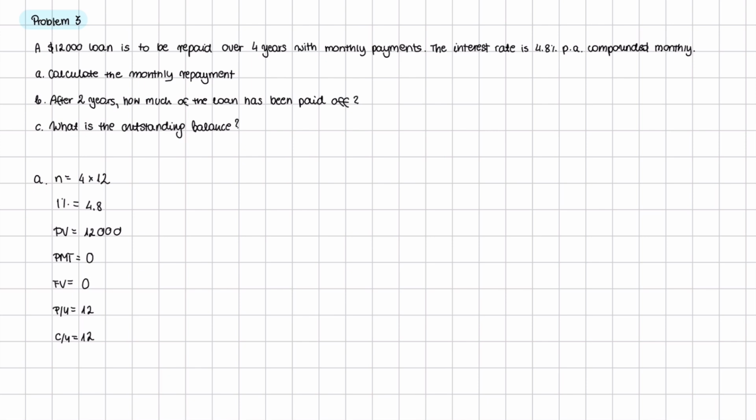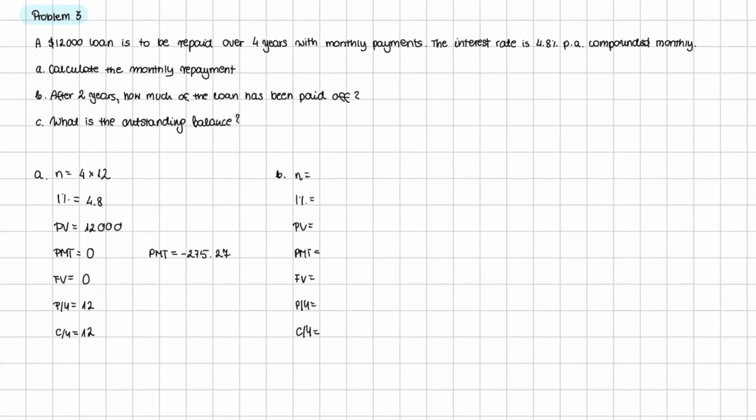And we need to calculate PMT, and it is minus $275.27. In B, we have to calculate after 2 years how much of the loan has been paid off.